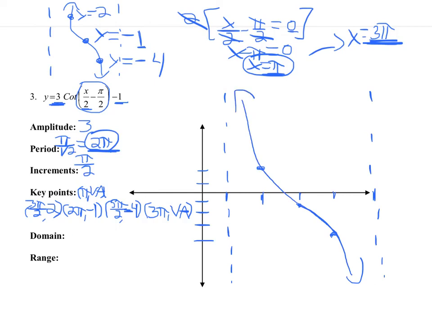Okay, domain, we'll say all real numbers except x can't equal to 2 VAs, which is at pi and 3 pi. And as always, for tangent, cotangent, our range is all real numbers. Okay, so that was a lot going on there. We shifted that to the right pi units, and we shifted it down 1 unit.